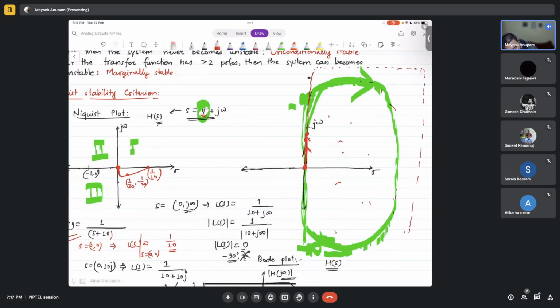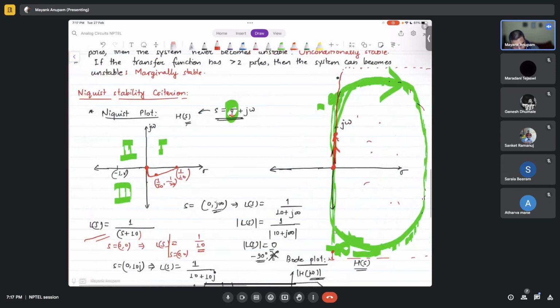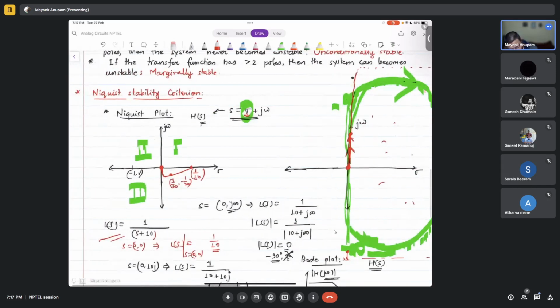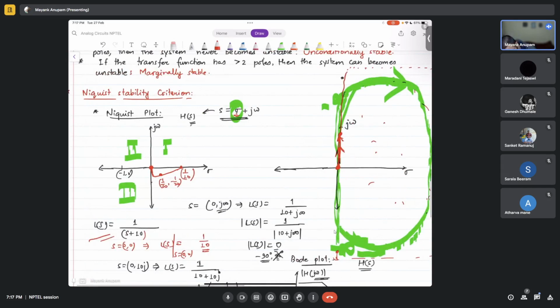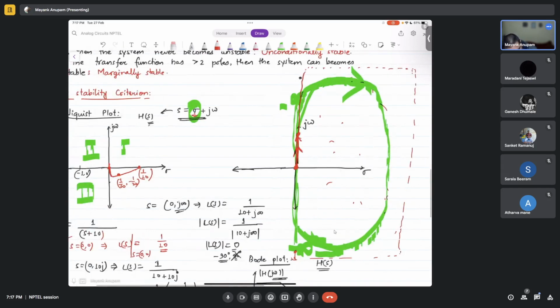Then after a certain point, you come to the negative j omega axis, and you come to minus infinity of j omega, right? When you do that, you will realize that you are again at the origin only, but now the phase will be plus 90 degrees, okay? Phase will be plus 90 degrees.